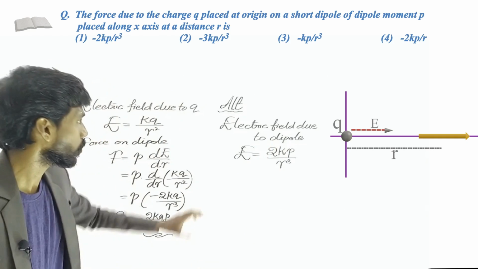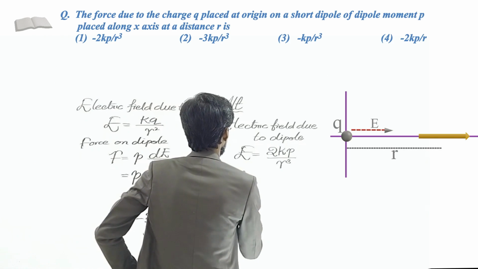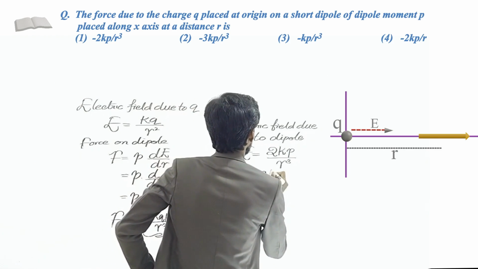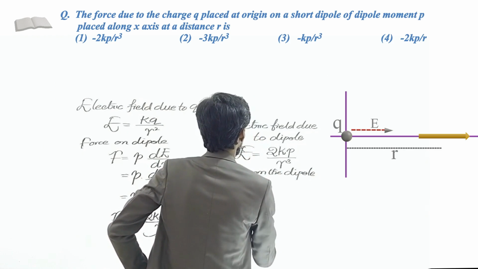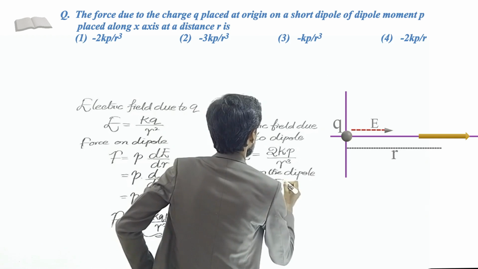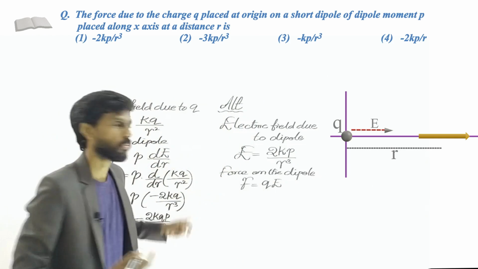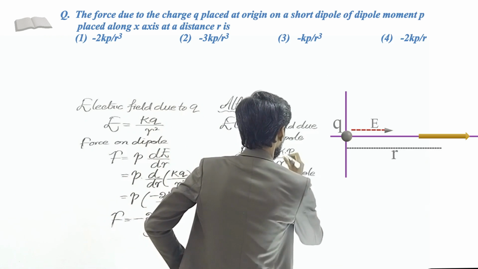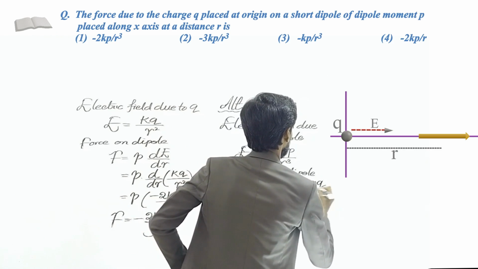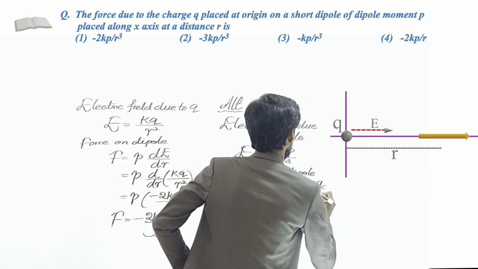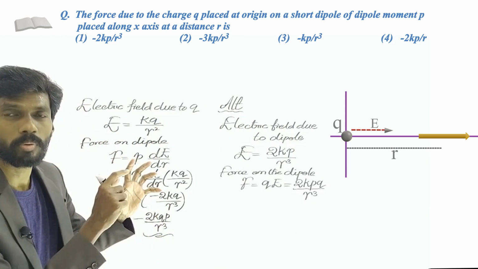Alright, so this is only the electric field, but we want the force. So let us find the force on the dipole. We know the formula for force: force equals a charge multiplied by the electric field. The charge is known, q, and that multiplied by this electric field will give you our required answer. So simply multiply this by the charge. That is 2kpq divided by this r cube. Do you understand? So this is the force exerted by the dipole on the charge.